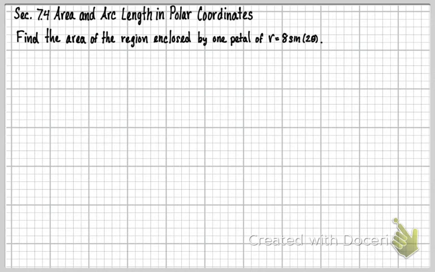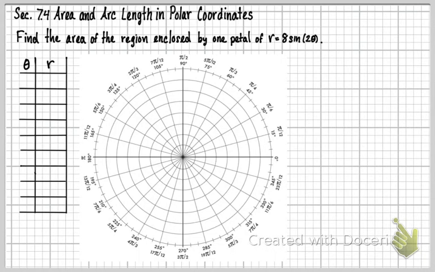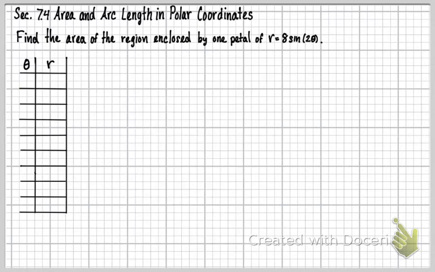So what we're going to do is a simple graph here of r equals 8 sine of 2 theta. And that's going to help us set up the integral to actually find the area of this enclosed region. So here's our r theta table. I'm just going to start filling it in. Again, I'm going to go by pi 12ths for this one because I see 2 theta there.